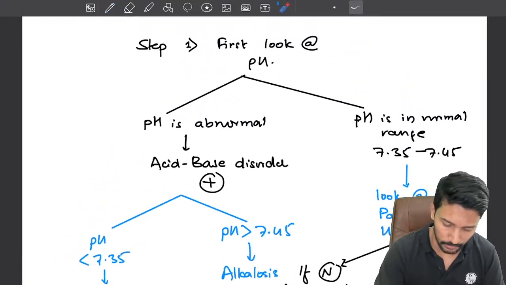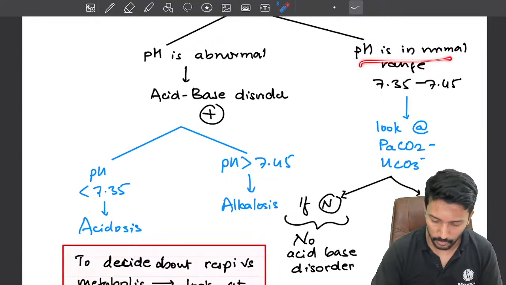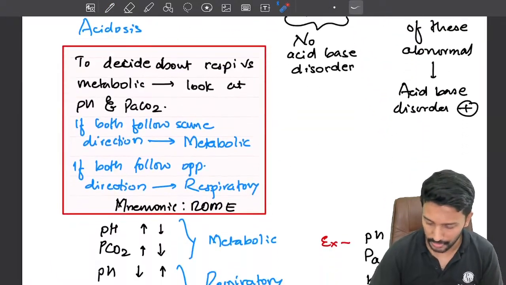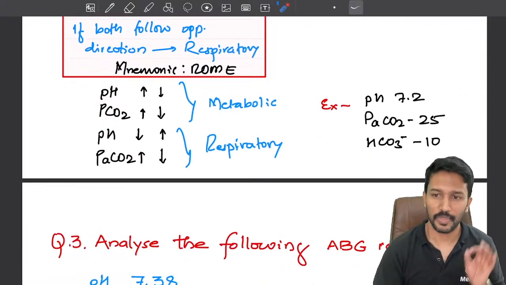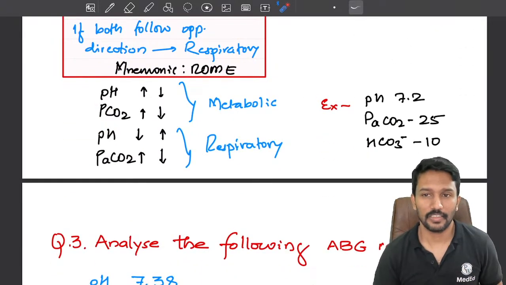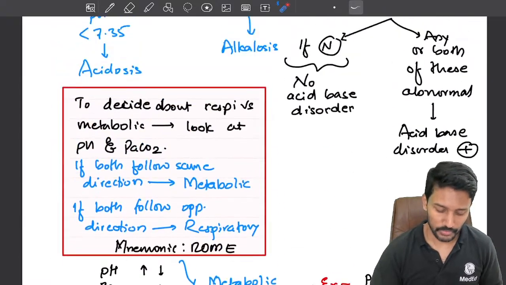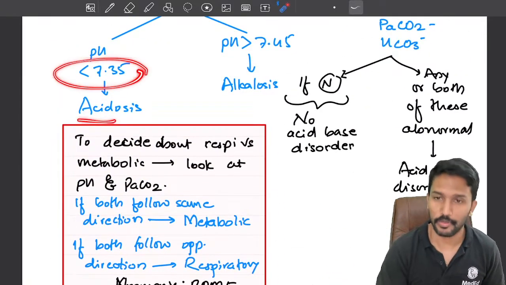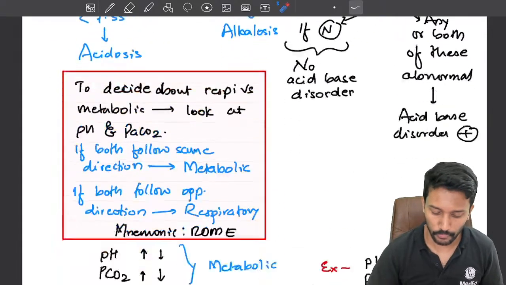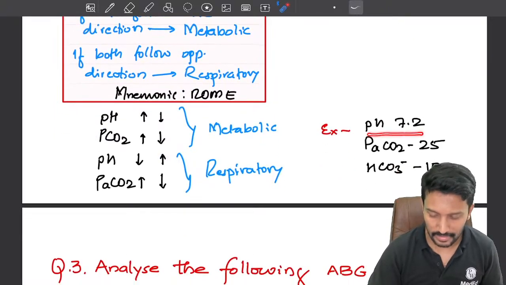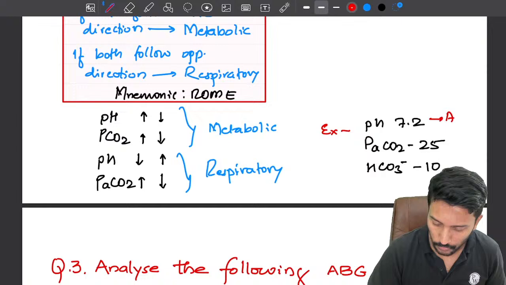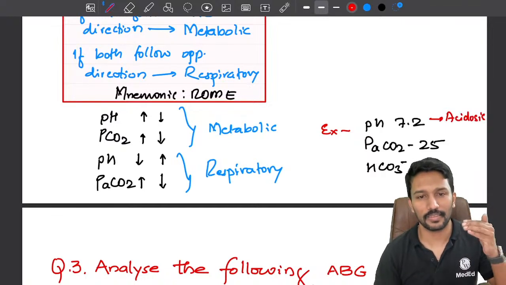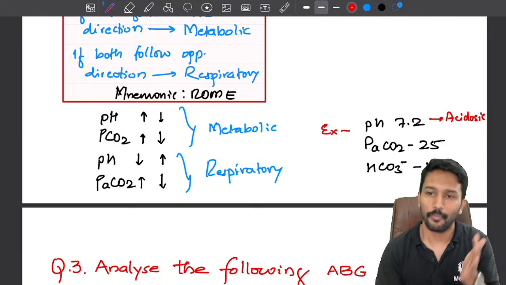First thing, I have to look at the pH, whether pH is in normal range or outside the normal range. Here pH is clearly outside the normal range, so that means there is an acid base disorder present. When there is an acid base disorder present, now I have to decide acidosis or alkalosis. pH less than 7.35 is acidosis, more than 7.45 is alkalosis. So here it is less than 7.35. So that means whatever I am dealing with here is a case of acidosis.